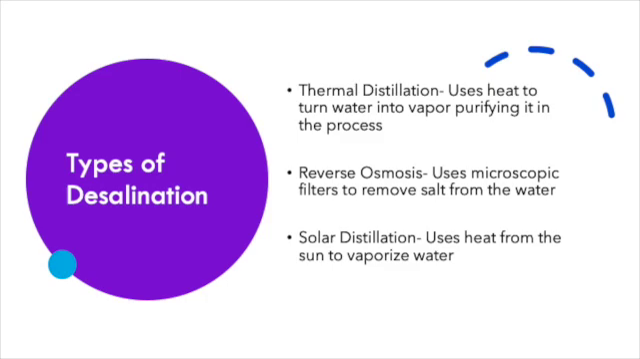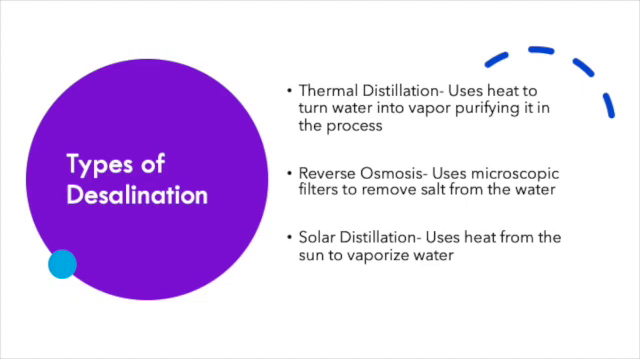From my research, I discovered and focused on three main types of desalination: thermal distillation, reverse osmosis, and solar distillation. Thermal distillation uses heat, typically from power plants or other high-energy sources, to vaporize water, separating it from the salt, and then the water cools and condenses into pure, usable water.